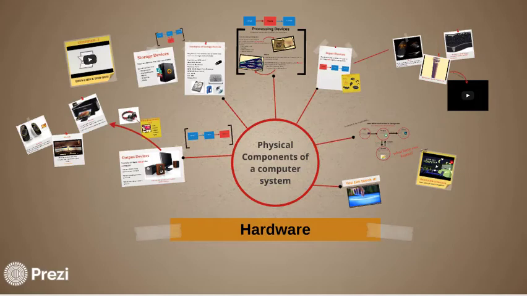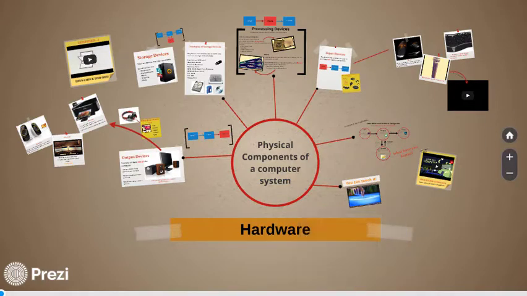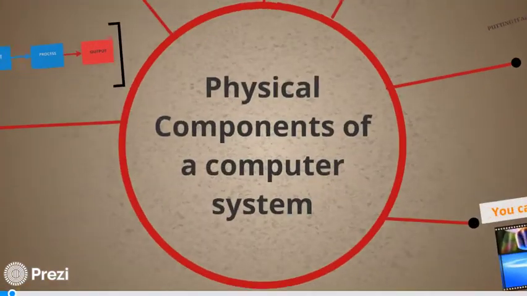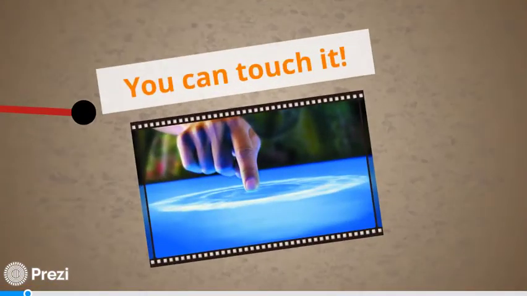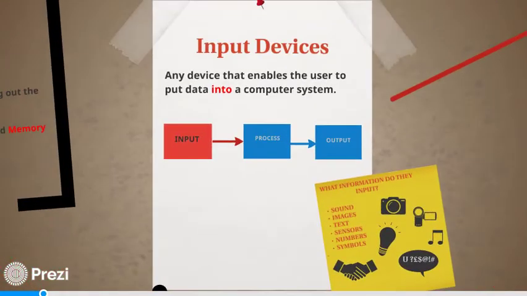Hi, welcome back to another short tutorial, and this time we're going to talk about the physical structure of a computer system, and more specifically, the physical components of a computer system. And that means it's the hardware. So when you say hardware, you can actually touch it. It's a tangible part of the computer system, and this is what we're going to discuss today.